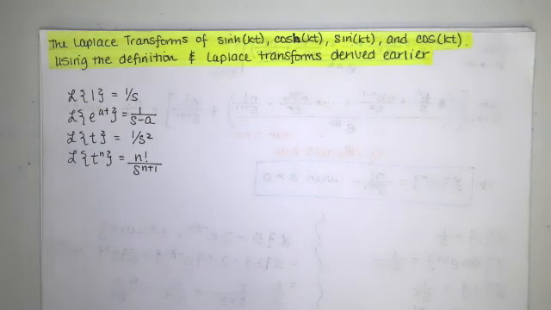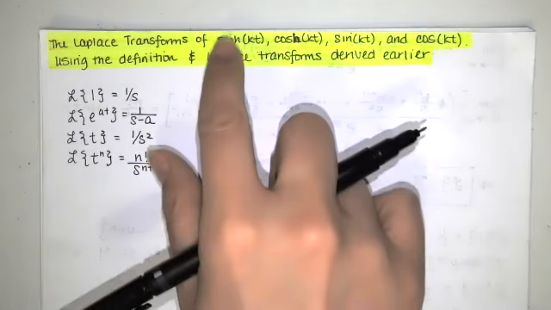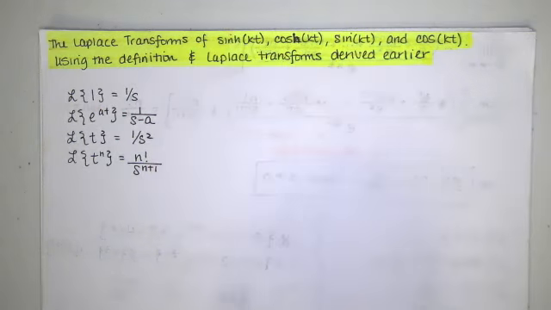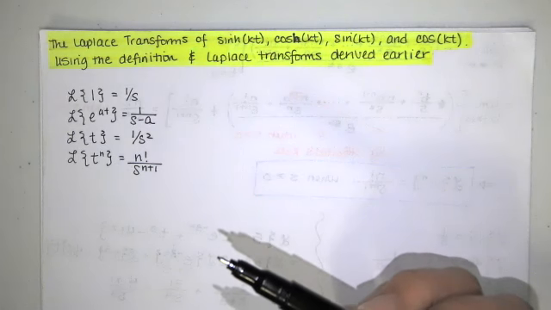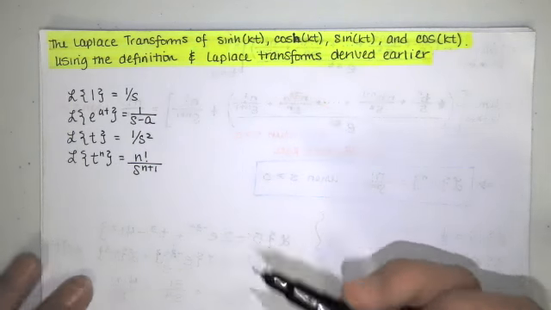In this video, we use the definition and Laplace transforms that we've already derived to find the Laplace transforms of the hyperbolic sine of kt, the hyperbolic cosine of kt, sine of kt, and cosine of kt. I will find the Laplace transforms of the hyperbolic sine and hyperbolic cosine of kt first, using these Laplace transforms that we discussed earlier and the linearity property of Laplace transforms.